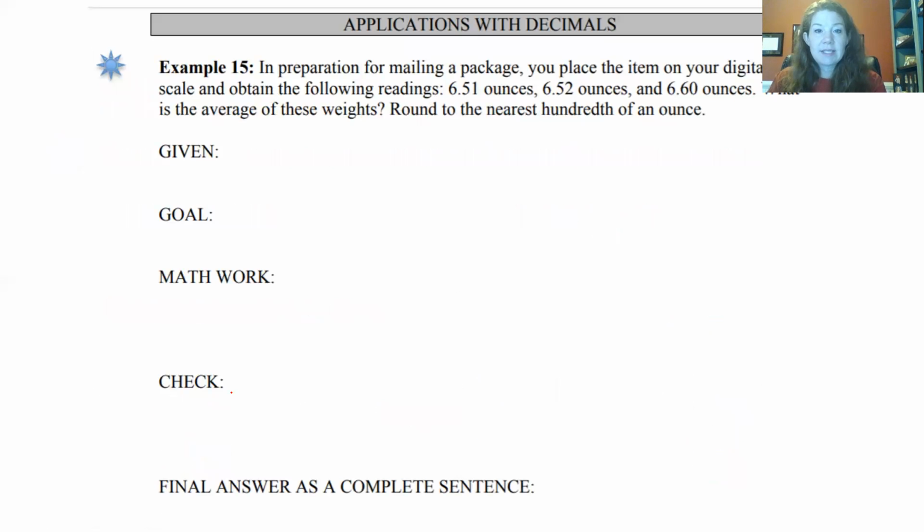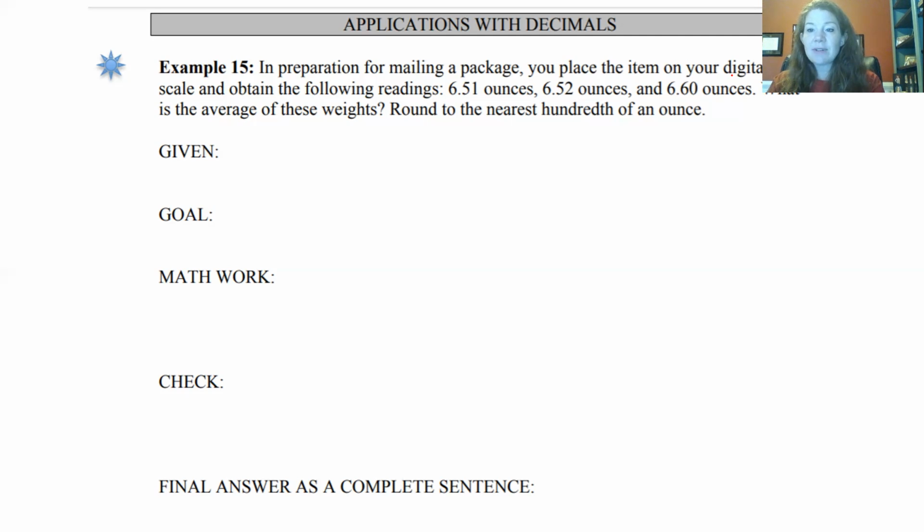All right, so here we have applications, which means word problems. So let's look at example 15. In preparation for mailing a package, you place the item on your digital scale and obtain the following readings: 6.51 ounces, 6.52 ounces, and 6 6/10 ounces. What is the average of these weights? Round to the nearest hundredth of an ounce.